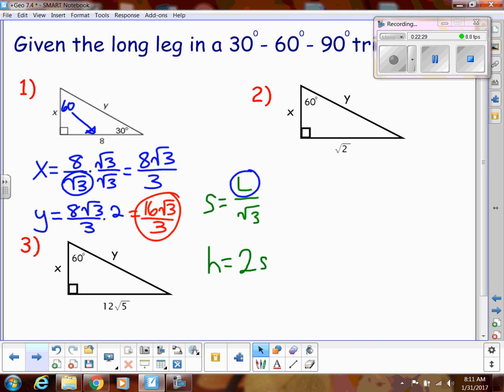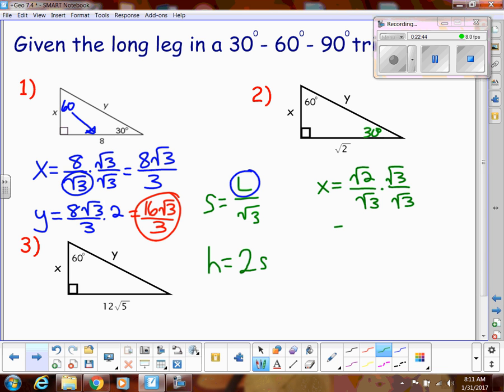All right. This one, we've got root 2 as our long leg. So our short leg x is going to be root 2 divided by root 3. Make sure to rationalize. So that's going to be root 6 over 3, and that cannot reduce. It's tempting to reduce that to be 2 or the square root of 2 or something, but that's all it can do. The 3 is not underneath the square root, the 6 is. So that's your short leg.